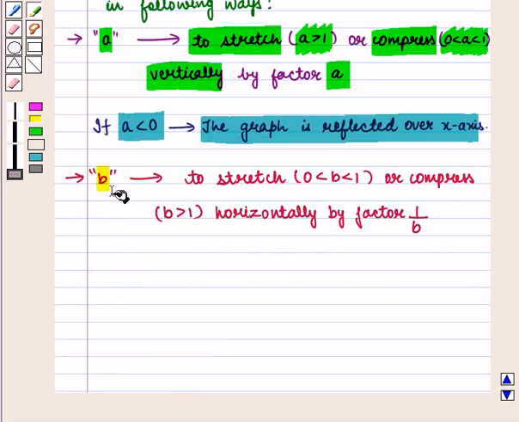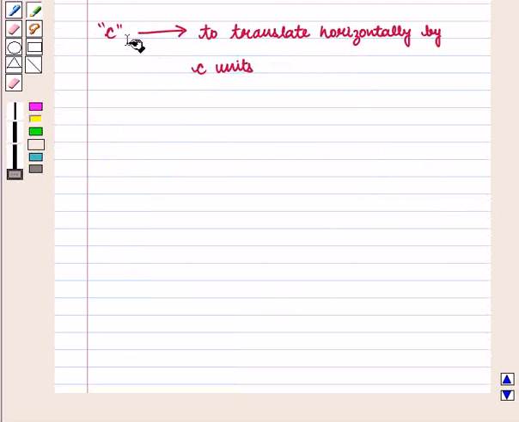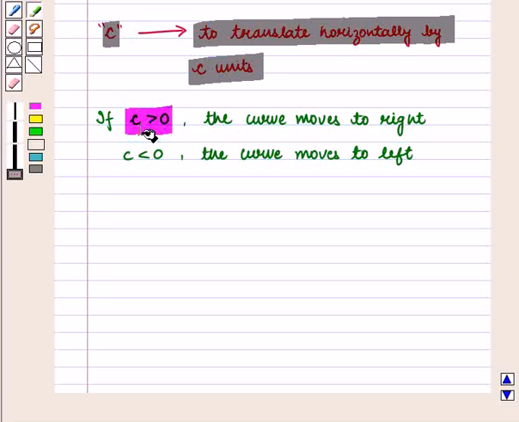Similarly, B causes the graph of the function to stretch when 0 is less than B is less than 1 or compress when B is greater than 1 horizontally by factor 1/B, and if the value of B is less than 0, then the graph is reflected over the y-axis. Similarly, C causes the graph to translate horizontally by C units. Also, if the value of C is greater than 0, the curve moves to the right, and if the value of C is less than 0, the curve moves to the left.